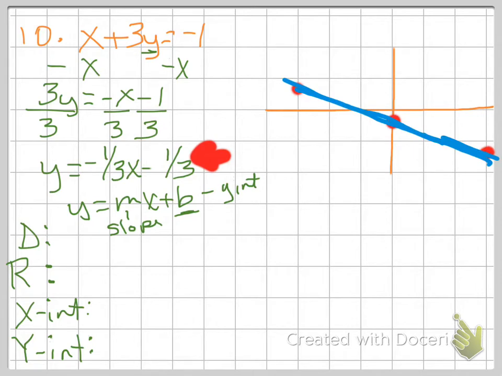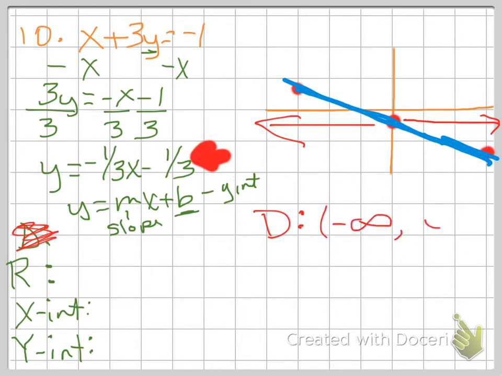Now, my domain. Let's come over here and write this out. My domain, as I go down, everything goes to the right, and as I go up, everything goes to the left. So all the x values that I hit is all real numbers. So negative infinity to infinity.